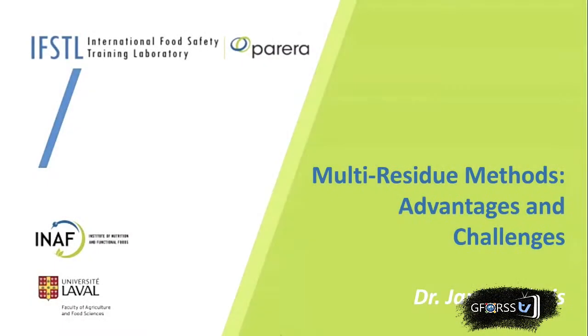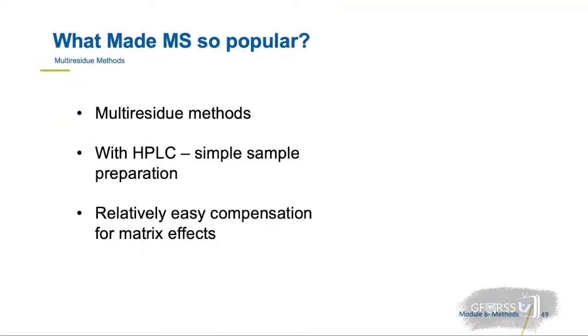Advantages and challenges of multi-residue methods. Let's start with a summary of why MS has become so popular. First and foremost, it enables us to do multi-residue analyses, which means that we get sometimes 200 or even 300 answers with one test. Sample preparation can be easy, especially with the QuEChERS techniques.